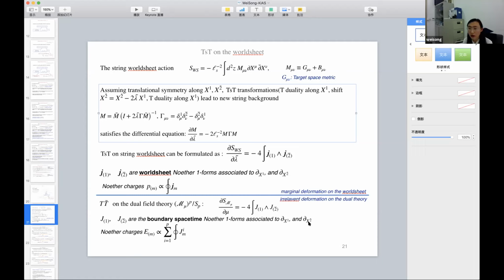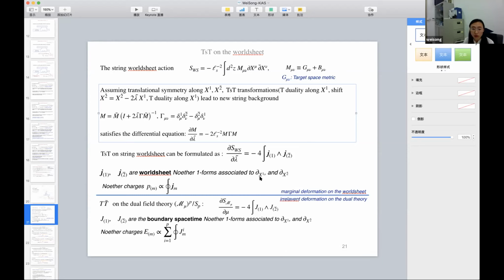They look very similar, and they are the same translational symmetry, but written in different ways. One is on the worldsheet and the other is in the field theory side. This is an observation, but it indicates that such a worldsheet deformation could be due to this deformation on the dual field theory.